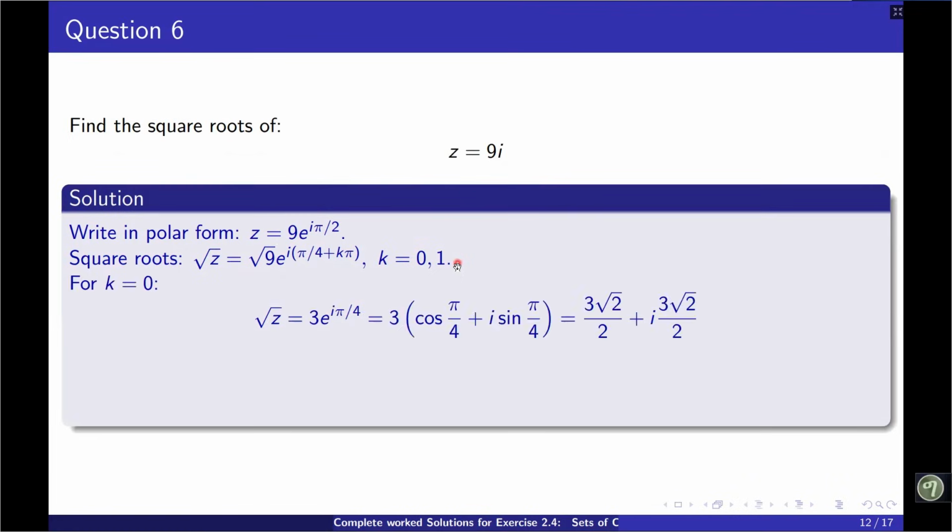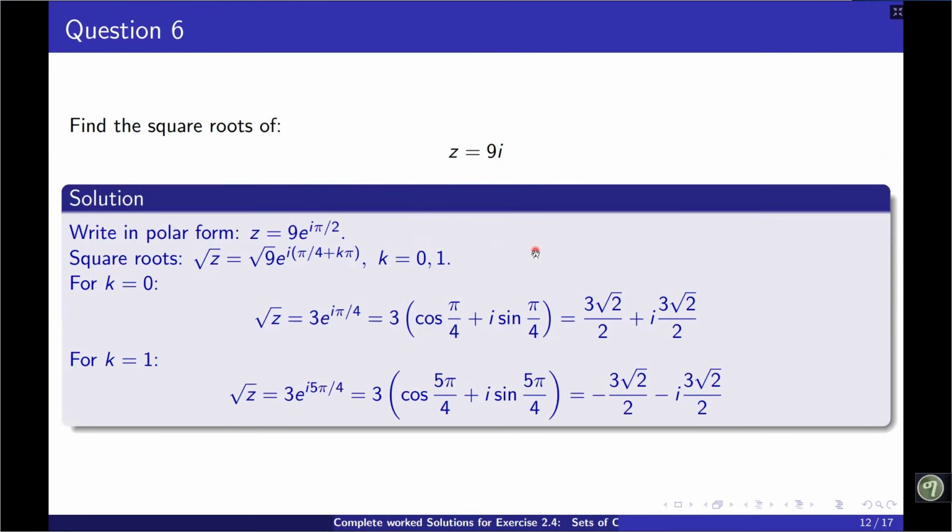And therefore, for k is equal to 0, we have the square root of z is equal to 3 times e to the power of i pi over 4, because whenever k is 0 it becomes 0, so we are left only with pi over 4 times i, which is equal to 3 times (cosine of pi over 4 plus i times sine of pi over 4). Cosine of pi over 4 is radical 2 over 2, so that's 3 times radical 2 over 2 plus i times 3 times radical 2 over 2. So this is the first possible square root of this given complex number.